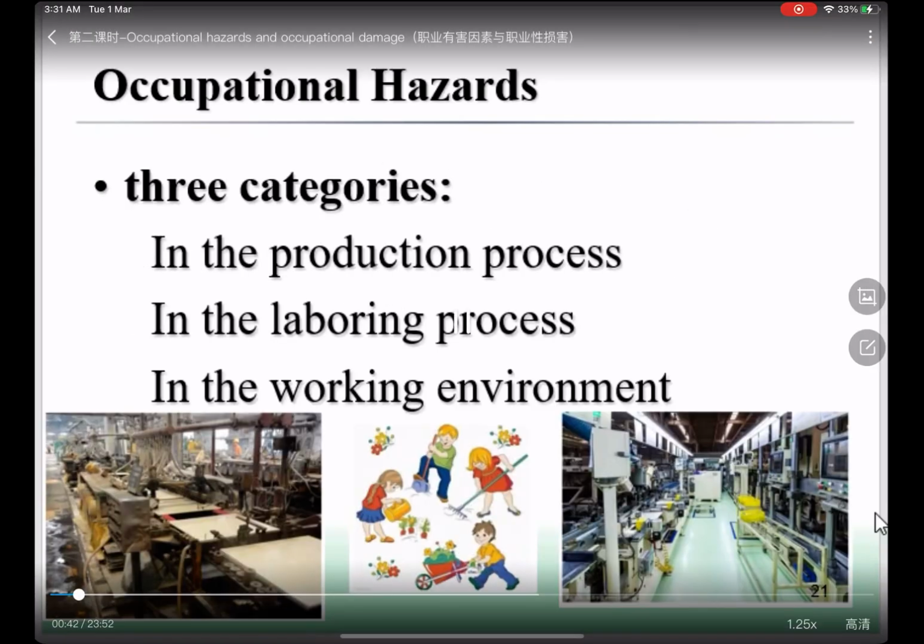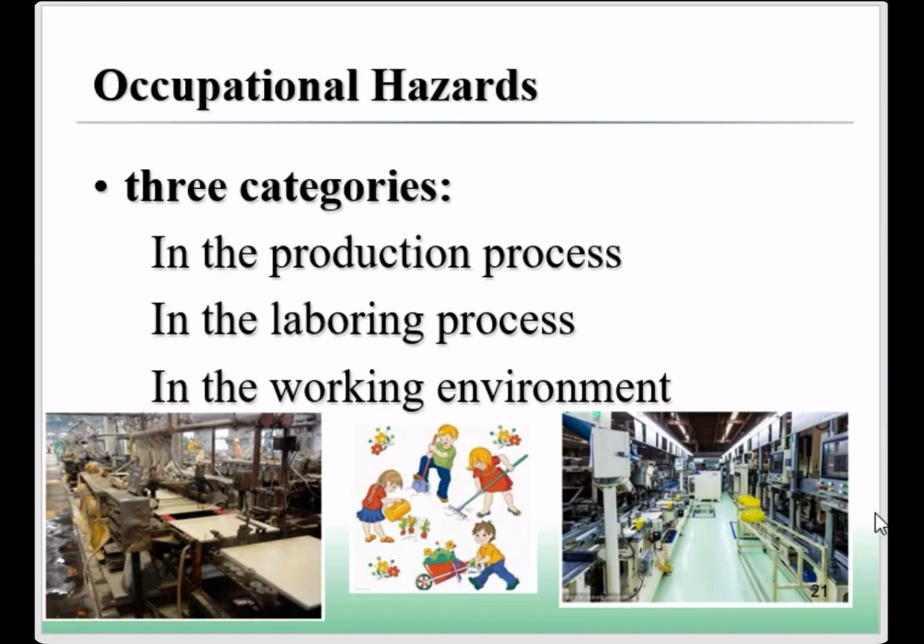We can find occupational hazards from three different categories. The first one is in the production process. The second one is in the laboring process. And the last one is in the working environment. So you can see the picture. The first picture is in the production process.